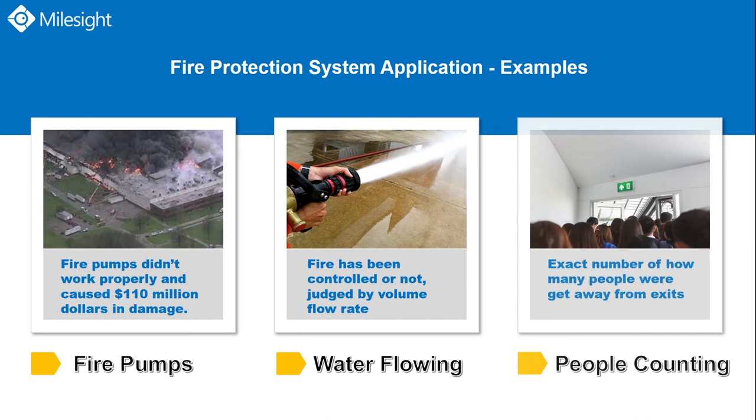And another example is remote monitoring of exit stairways. With the Milesight Smart Workplace Sensor, the AI vision sensor, if you have 4 exits in an occupancy, for example, it can give you the exact number of how many people are getting away from there. This technology lets the first responders know if somebody is still in need of help inside of this building. So people counting is another LoRaWAN-based application in fire protection systems.